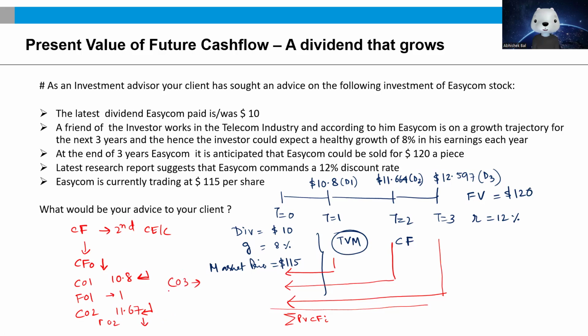Now, once you come to C03, feed in the value of 120 plus 12.597. Okay, you could do the math here yourself. 12.597 plus 120. And now you get a value of 132.597. Press enter. So now you've fed all the data, all the cash flows as it is required.